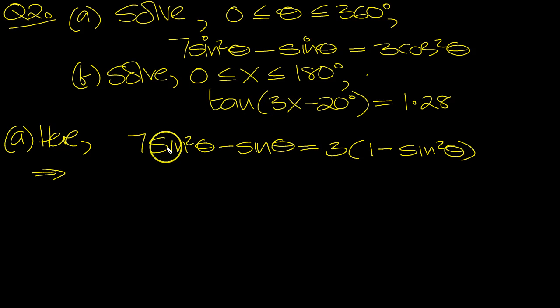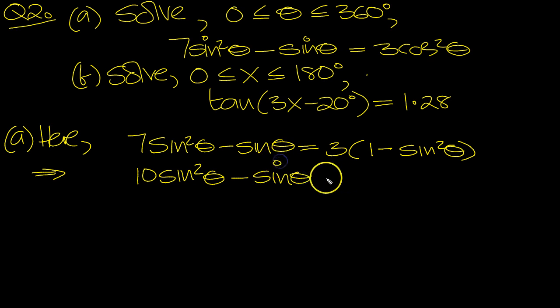Bring that over to be plus 3 sine squared. There's already 7 there. So 7 plus 3 lots of sine squared is 10 sine squared. Leave the sine theta with a minus as is. And then also the 3, when it's expanded, move that over to become minus 3. So there's our quadratic then.